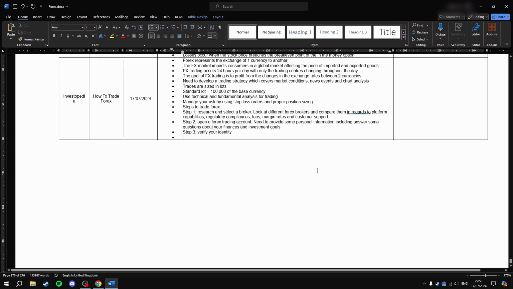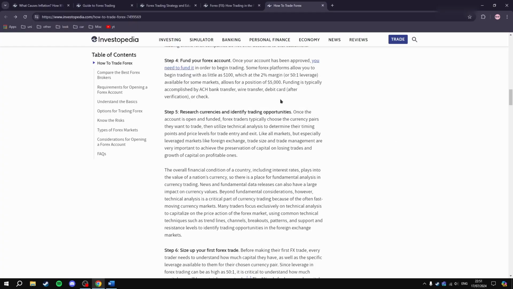Step 4. Fund your Forex account. So once your account has been approved, you need to fund it in order to begin trading. Some Forex platforms allow you to begin trading with as little as $100, which at 2% margin or 50 to 1 leverage available for some markets, allows for a position of $5,000. Funding is typically accomplished by ACH bank transfer, wire transfer, debit card after verification, or check.